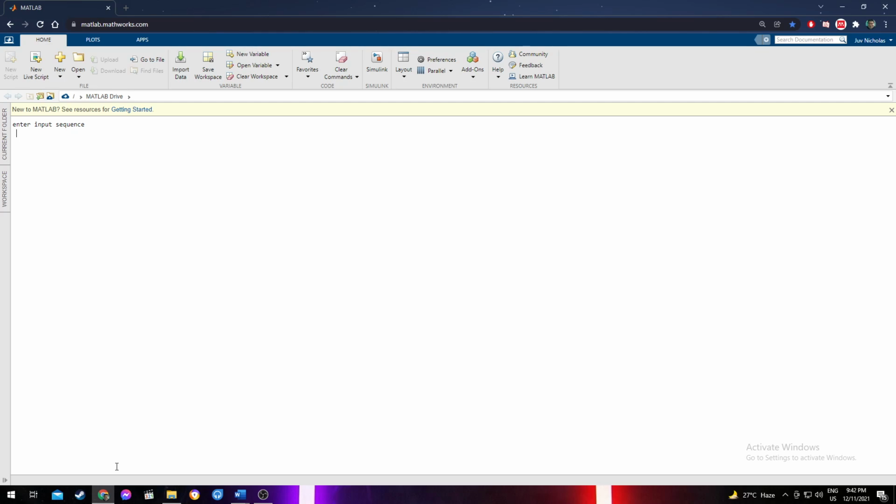So in number 3, we are tasked to find the autocorrelation function of a ramp sequence for 0 less than or equal to n less than or equal to 6. So our input sequence will range from 0 to 6.